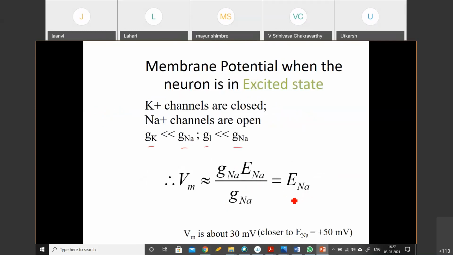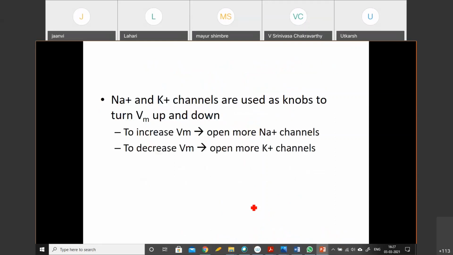So in the excited state, when sodium channels open, right, the neuron basically produces a positive voltage. So ENa is 50 millivolts, but actual VM will be about, the highest point is about 30 millivolts. But anyway, this is only a very crude, approximate calculation. So what we understand from this is, you can use sodium and potassium channels as some kind of knobs to turn VM up and down.